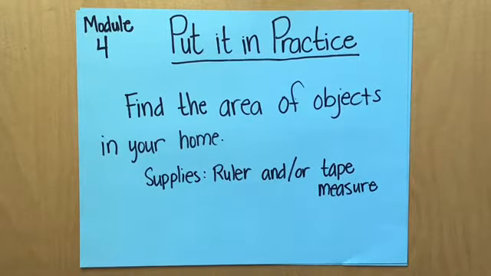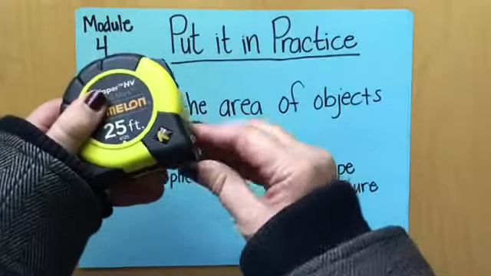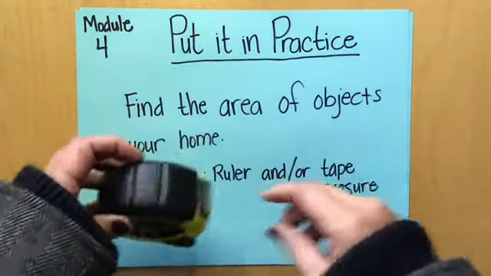You're going to need a ruler, but you also might need a tape measure. If you have one at home, great. It looks like this. It's one of the bendy rulers that rolls up. If you don't have one, that's fine.